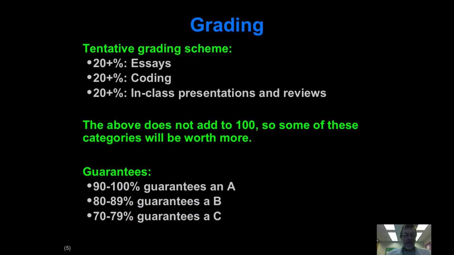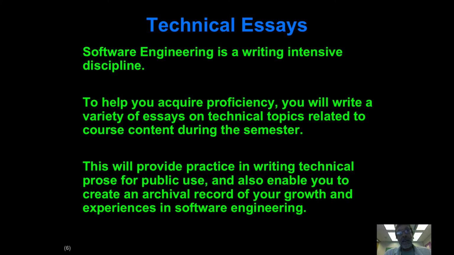As before, if you get 90% of all the points in the class, you're guaranteed an A. I won't vary from that, but if for some reason I grade really hard and it turns out that I feel that less than 90% should be worth an A, then I will make adjustments. On the other hand, if everybody gets above 90%, then everybody gets an A. That's okay.